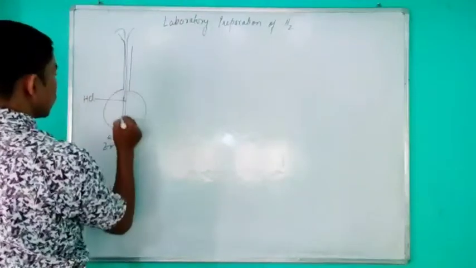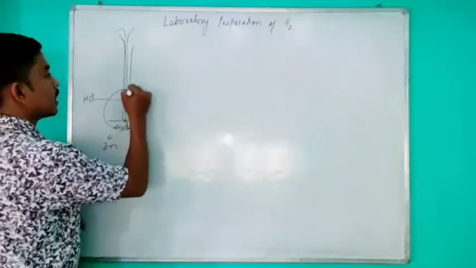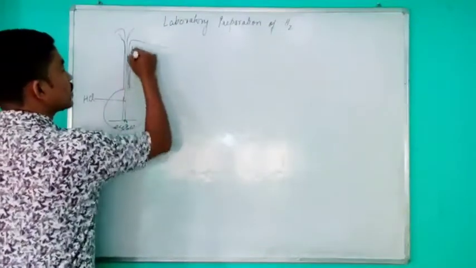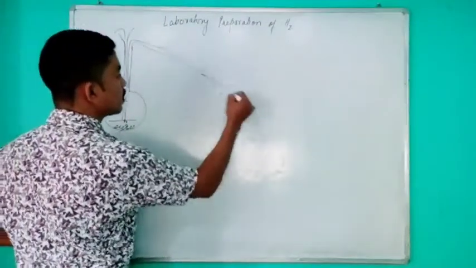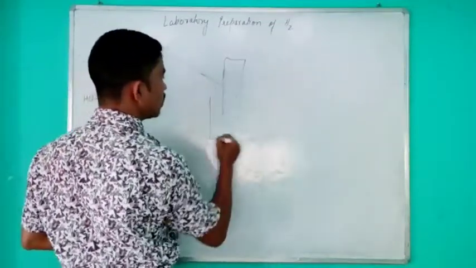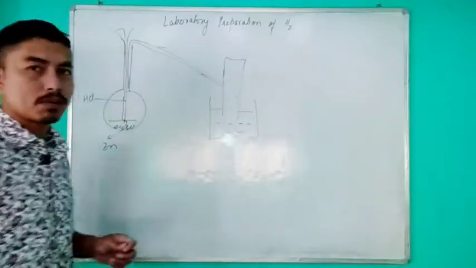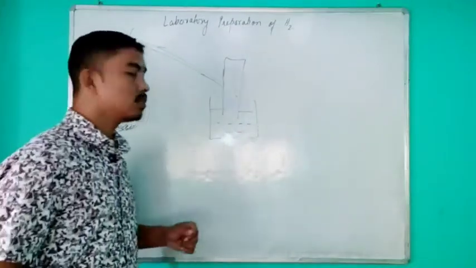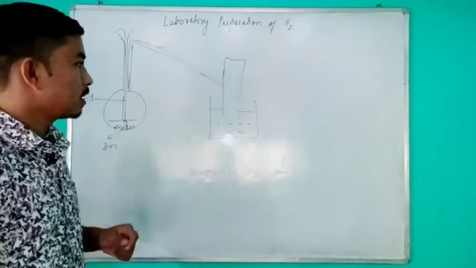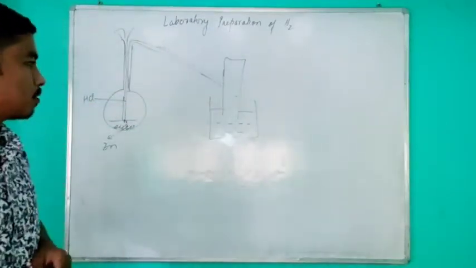So when this HCl reacts with the zinc, the hydrogen gas is evolved. This hydrogen gas can be collected by the downward displacement of water. The reason for this is that hydrogen gas is insoluble in water, and it is also lighter than air. So it must be collected by the downward displacement of water.